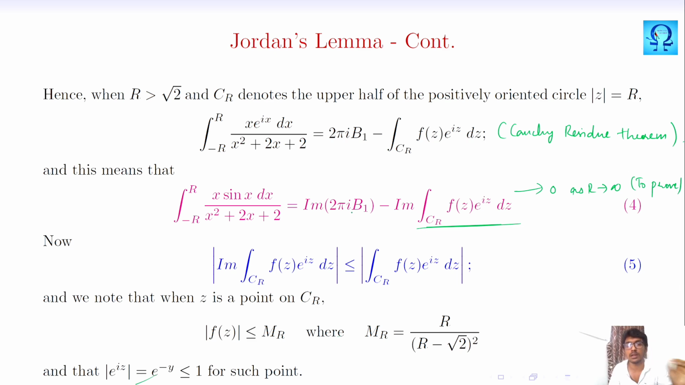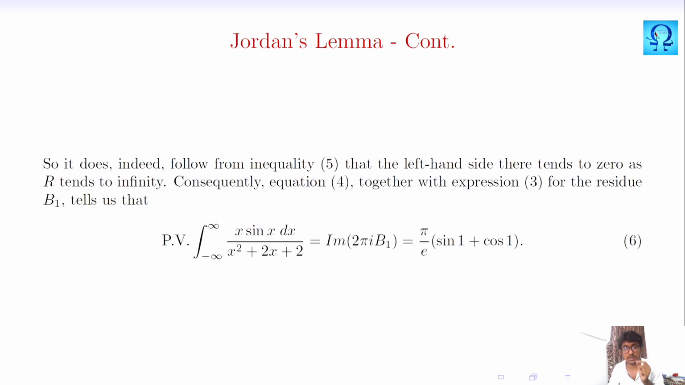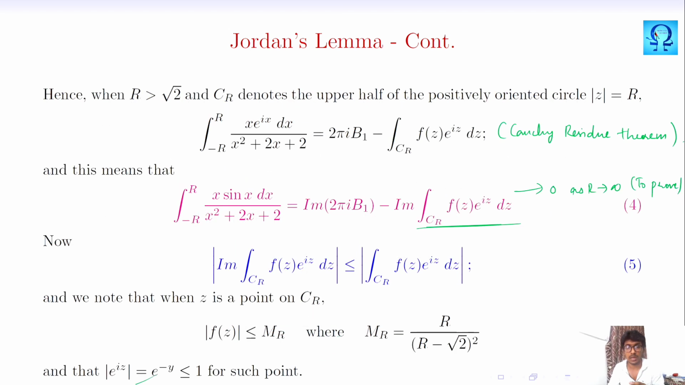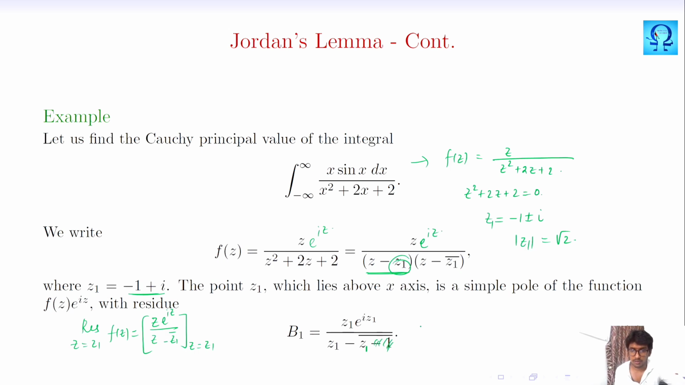So if you evaluate what your b1 value is, now you have to explicitly write it. Z1 is minus 1 plus i, and e to the power i times minus 1 plus i, upon minus 1 plus i minus of minus 1 minus i. So what we have is minus 1 plus i upon, in the denominator, 2i, and e to the power minus 1 minus i.